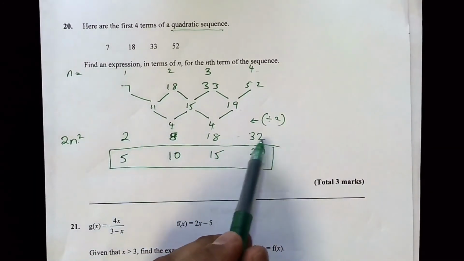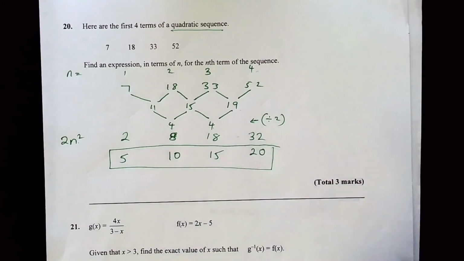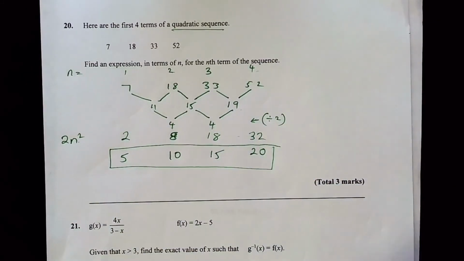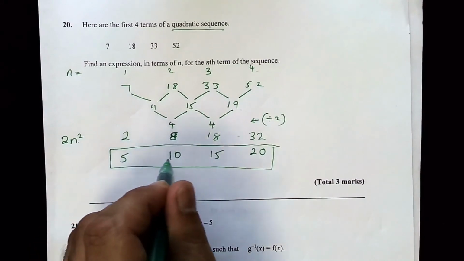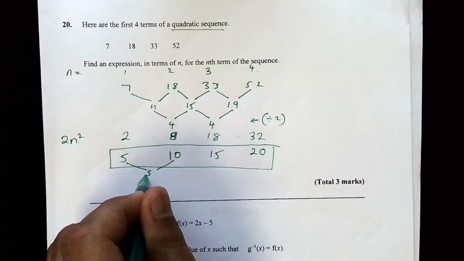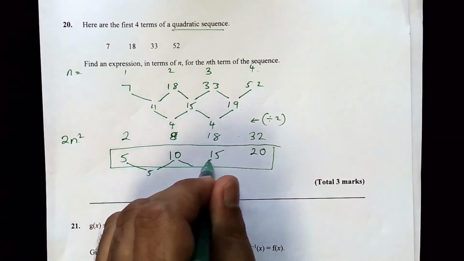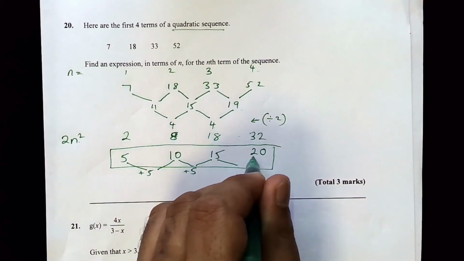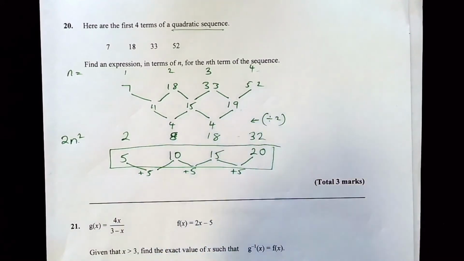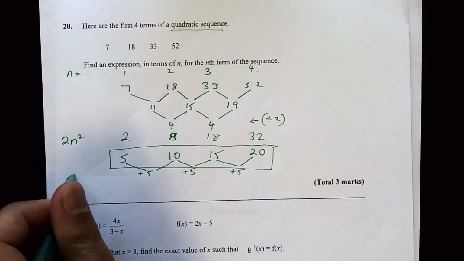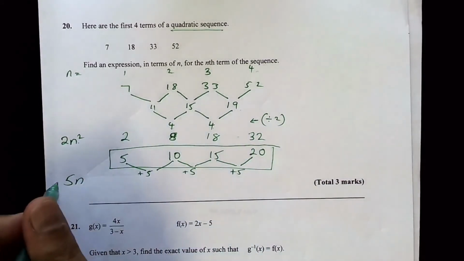So I've subtracted out the quadratic part from the sequence, and now I've got a linear sequence. Again, I'm going to work out the nth term rule for this sequence. That's the first, second, third, fourth term. The first difference between them is going up in 5s, so 5 plus 5 plus 5 plus 5. So my rule starts off with 5n.